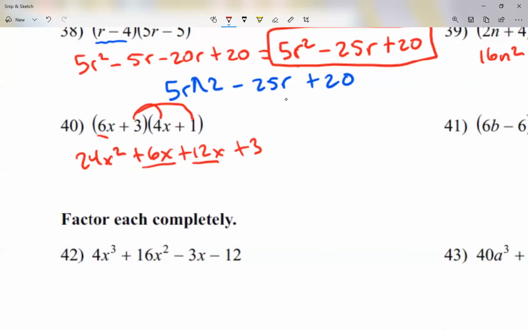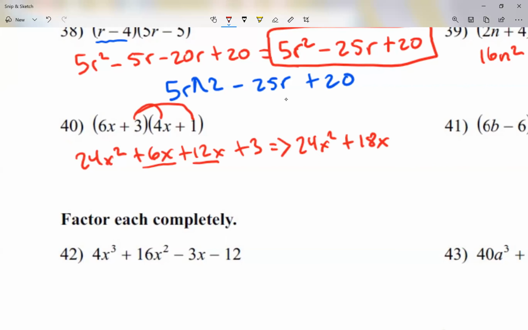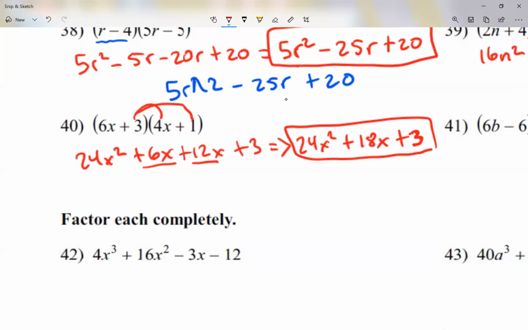I notice these two terms in the center, I'll be able to combine those. So let me just put an arrow to say that I'm going to simplify. I'm going to have 24x squared, right? Nothing else has an x squared, so just 24x squared plus 18x, right? 6 plus 12 gave me 18, plus 3. So that's how we will write it.